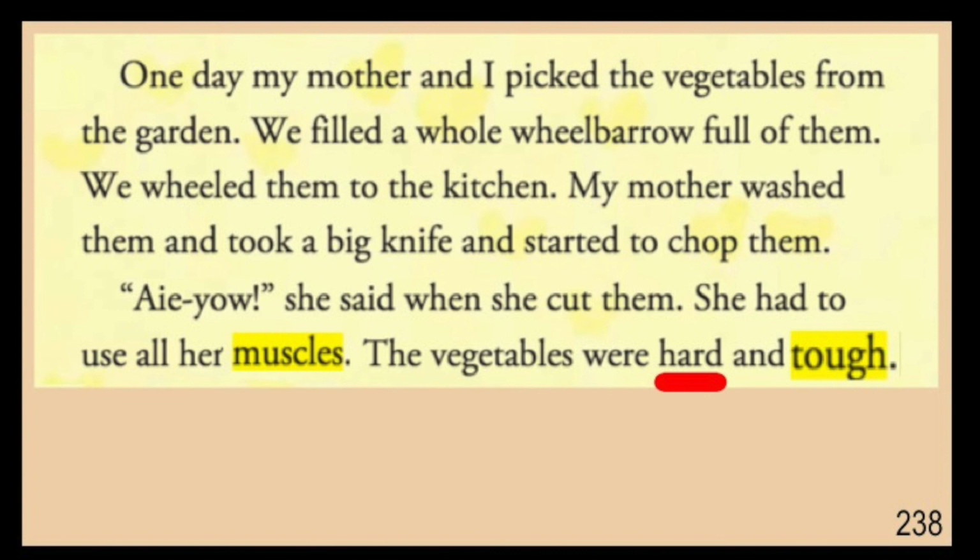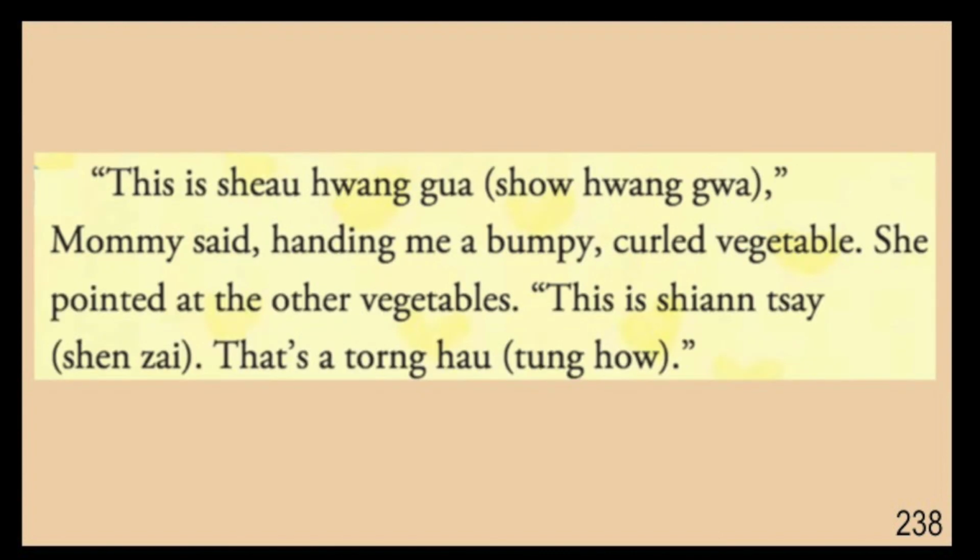Let's continue. This is Showengawa, Mommy said, handing me a bumpy, curled vegetable. She pointed at other vegetables. This is Shinsai. That's Thong Hao.